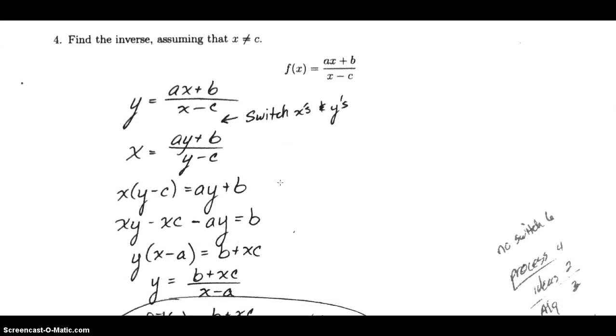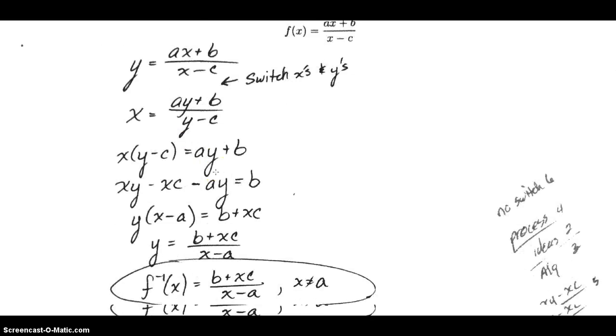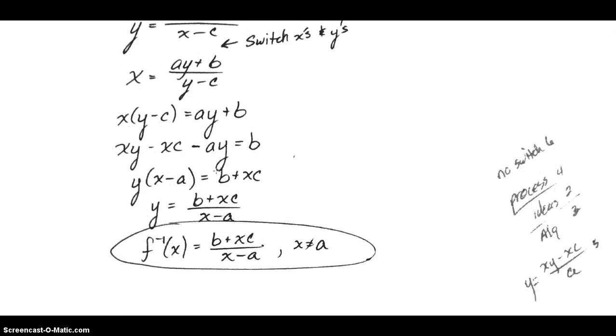Okay, on this one, a lot of people got the fact that you put in y for f of x, and then you switch your x's and y's. Somewhere along the line, a lot of people made algebra mistakes, but you should end up with this inverse function right here, noting that x cannot equal a, although I didn't take off points for that.